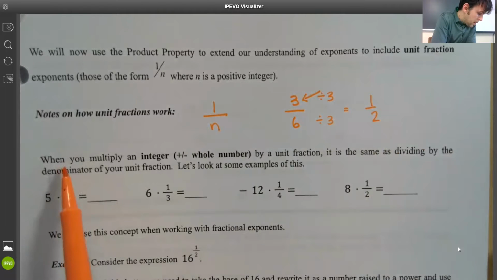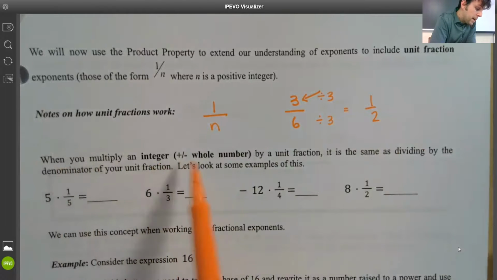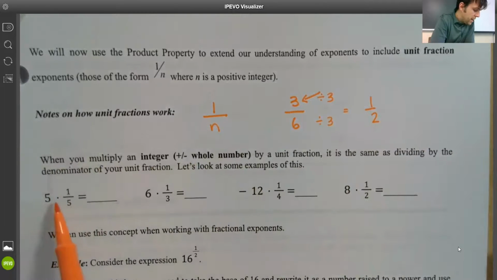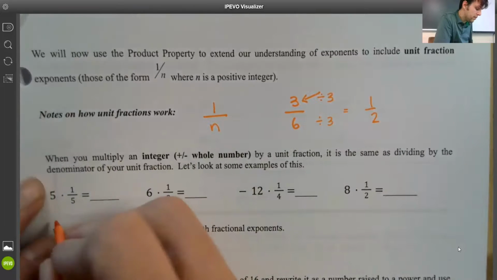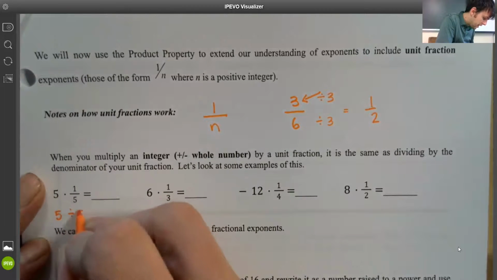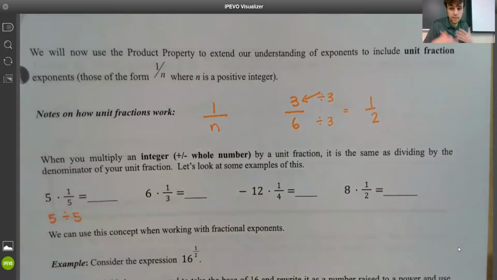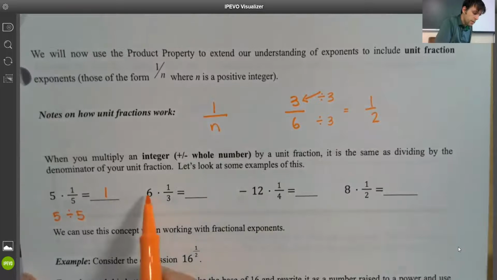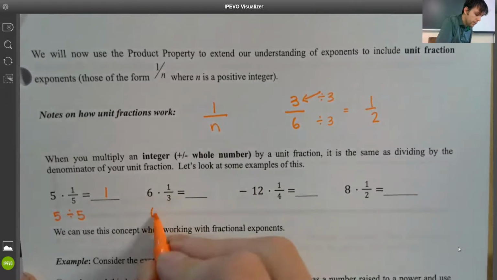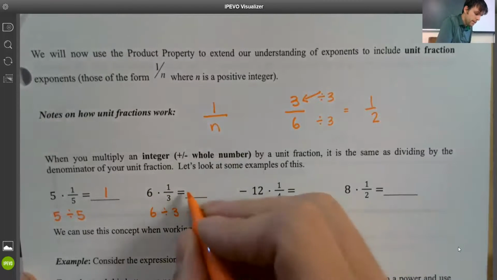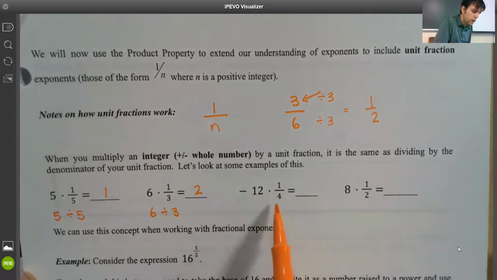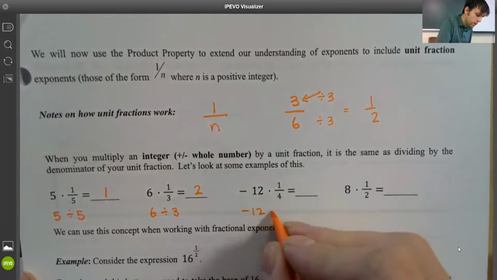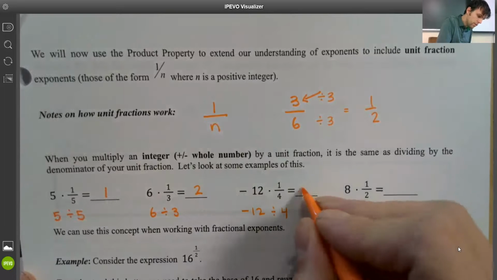All right. When you multiply an integer, a positive or negative whole number, by a unit fraction, it's the same as dividing that by the denominator of your unit fraction. So right here we have 5 times 1 over 5. This is the same thing as doing 5 divided by 5, a very simple process, something that's quite useful to know. So in this case, we get the answer of 1. Same thing going on here: 6 times 1/3 is the same thing as doing 6 divided by 3, which is 2. Or negative 12 times 1/4 is the same thing as negative 12 divided by 4, which is negative 3.